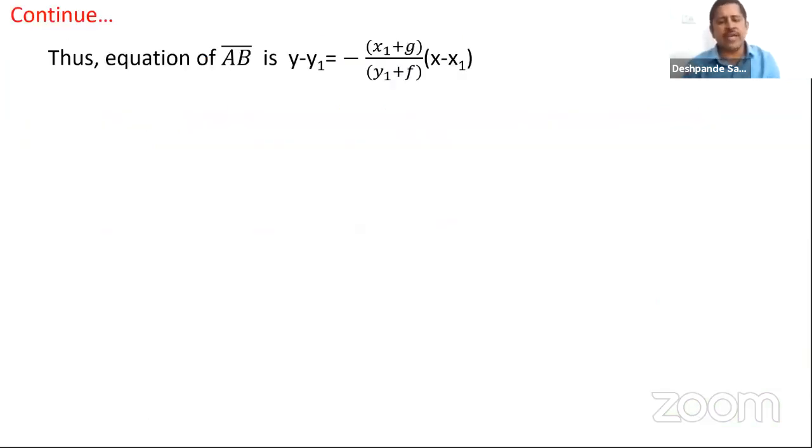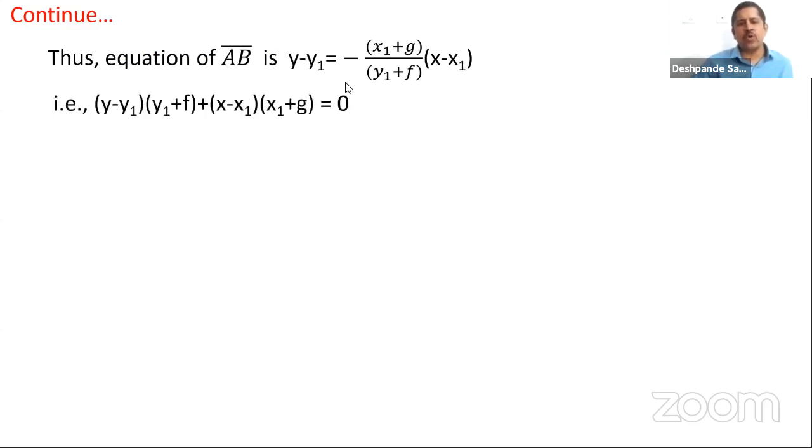So the equation of AB, when a point is given and slope is given, how to find the equation? Slope point formula, y minus y1 is equal to m into x minus x1. So y minus y1 is equal to the slope you got here into x minus x1. So cross multiply. So you can write (y minus y1) into (y1 plus f) is equal to minus of (x1 plus g) into (x minus x1). So we got a minus sign, you can bring everything to one side.